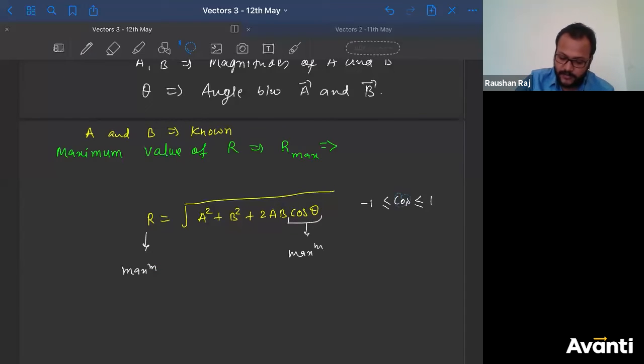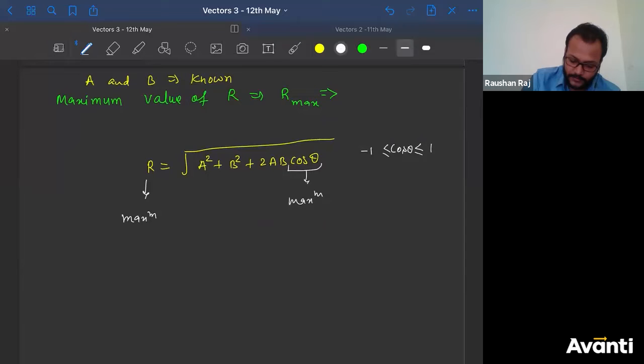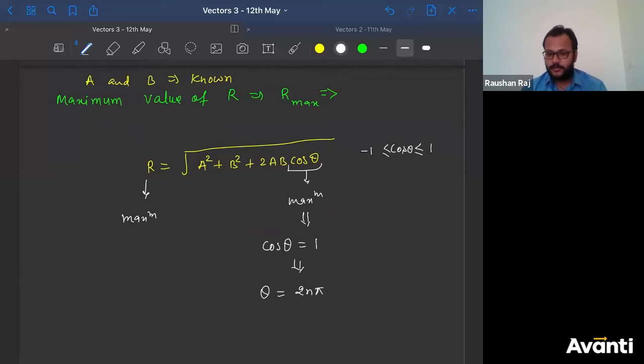So cos theta value will change from -1 to +1. So the maximum value of cos theta is 1. What is the maximum value of cos theta? 1. So I'll write cos theta is equal to 1. And when do we get this cos theta as 1? I can say that when theta is equal to 2n pi.